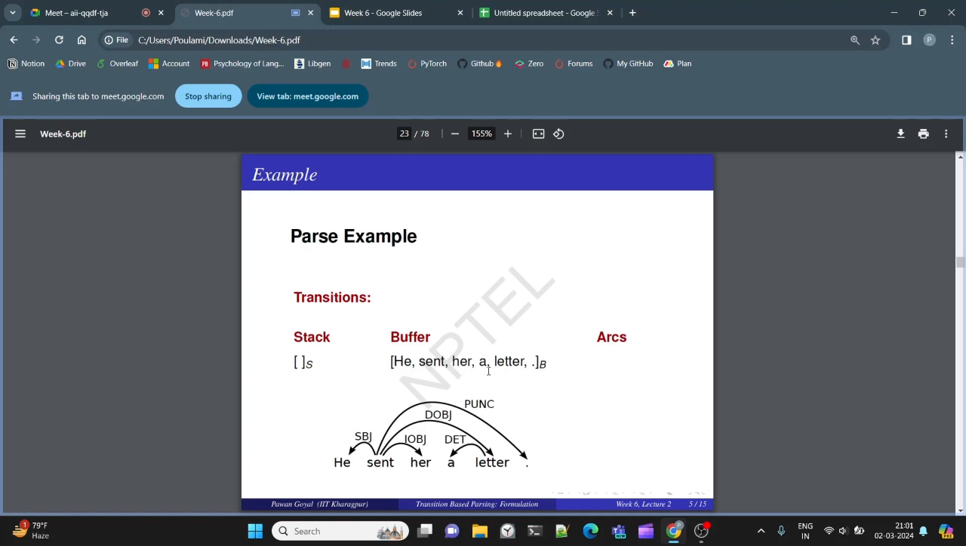Forget about left arc and right arc. Just think about what is the verb, what is the subject, what is the object. Remember what is the main word, what is a word modifying another word. Think in those terms, think intuitively, and it would be much easier.